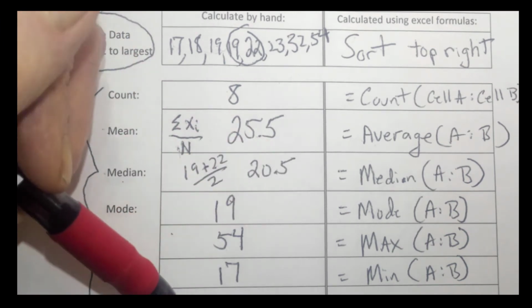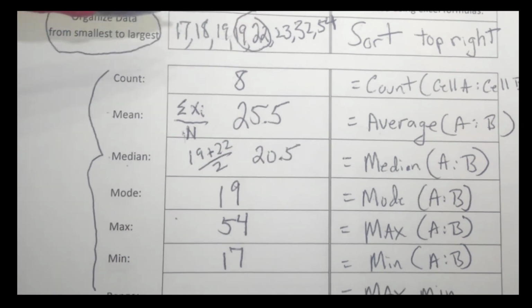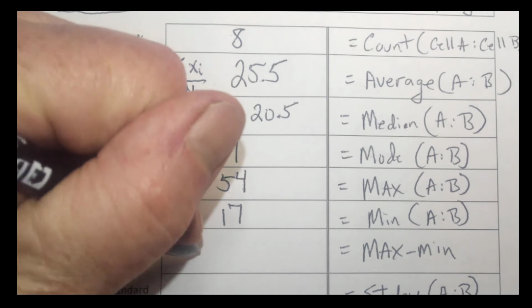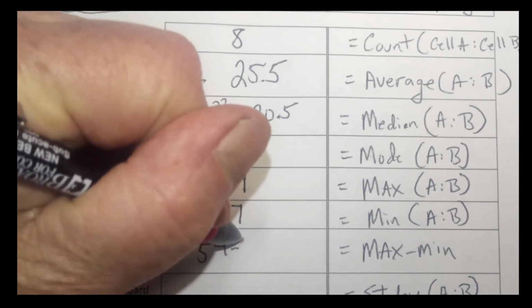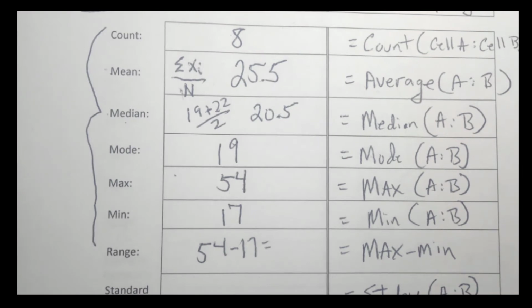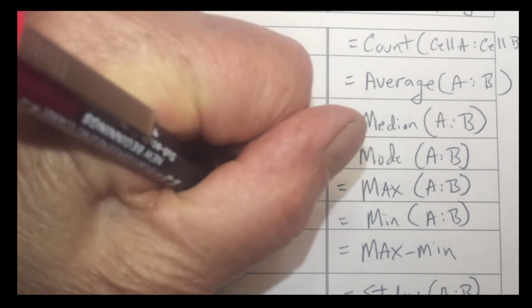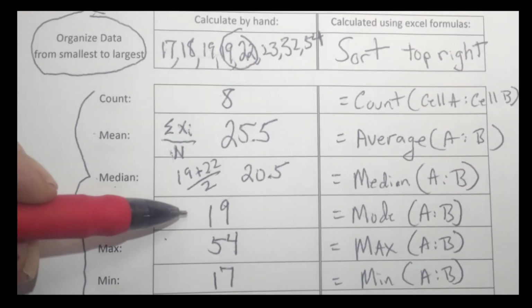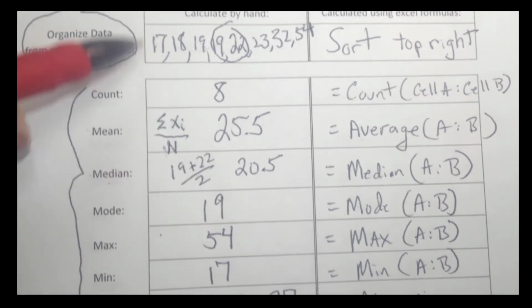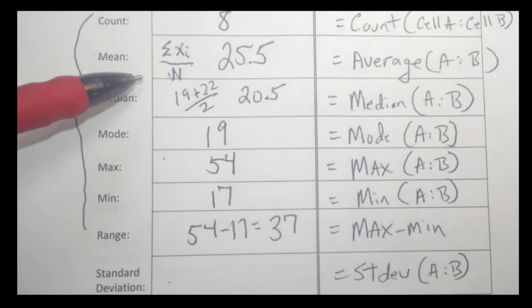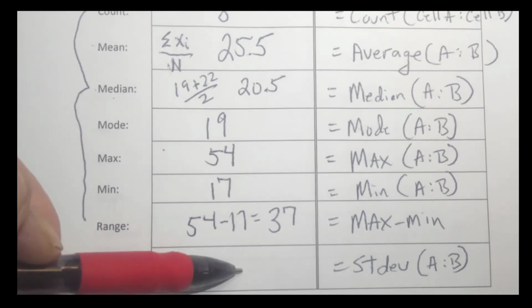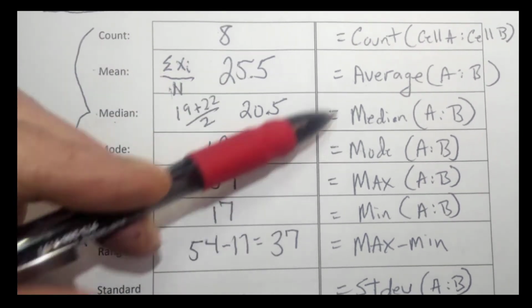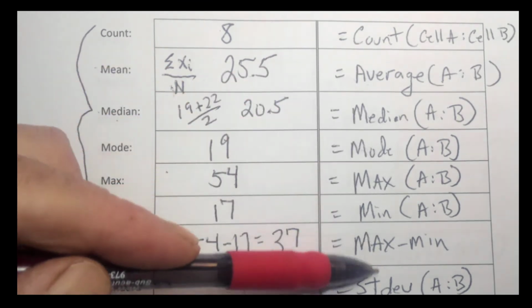The range is simply the max minus the min, which would be 54 minus 17, which should equal 37. The standard deviation is going to be a mess to calculate with this. So we're going to dive into that with a smaller data set and explain what it means. So this is how you do it by hand, and now I'm going to switch over and do it with Excel.